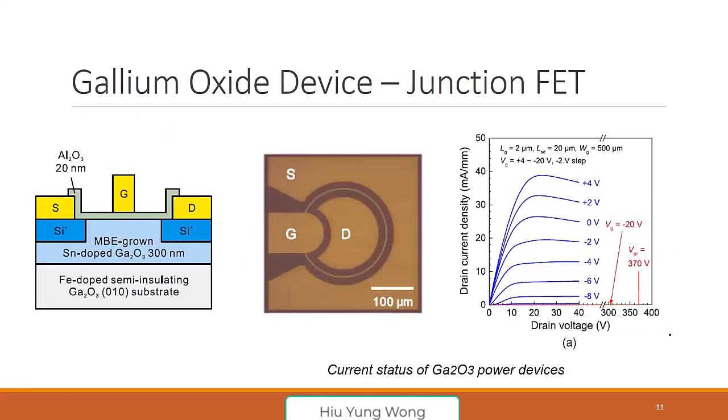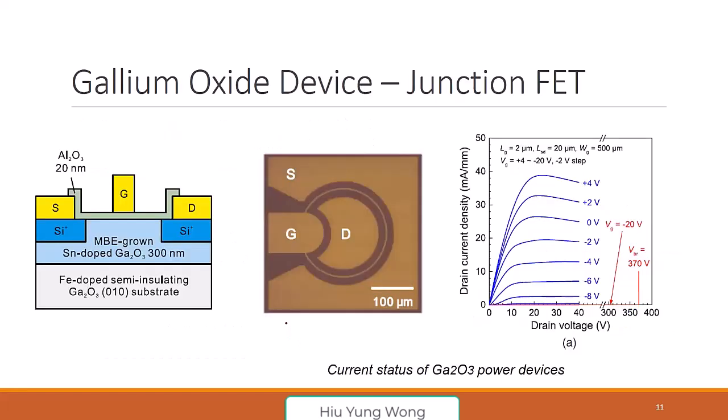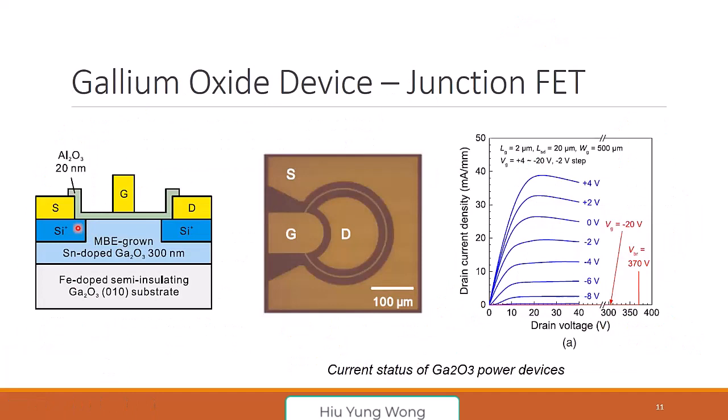For gallium oxide, the most important thing is, and let me mention, it doesn't have p-type doping. Then what can we do? Now we just learned that, remember the JFET in silicon carbide, we just dope this part as N, right? We can do the same thing. So this is one of the gallium oxide transistors.